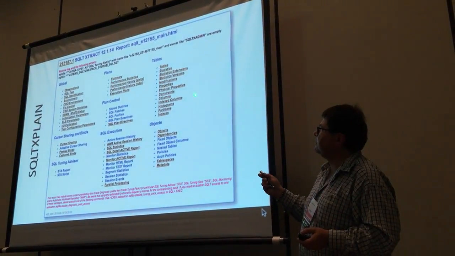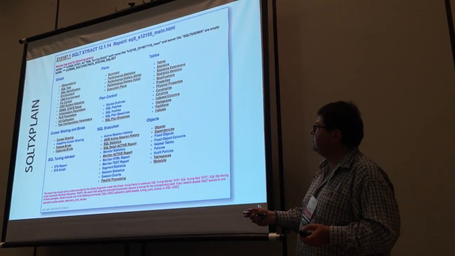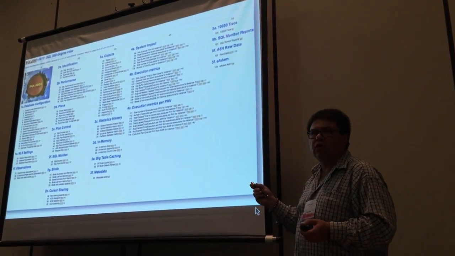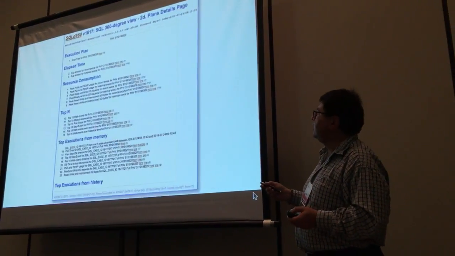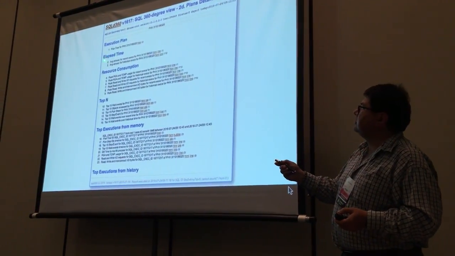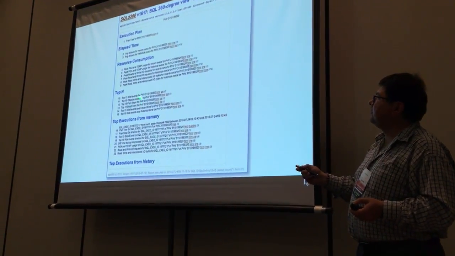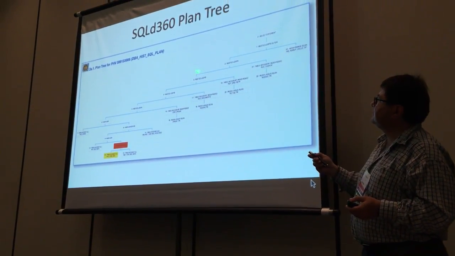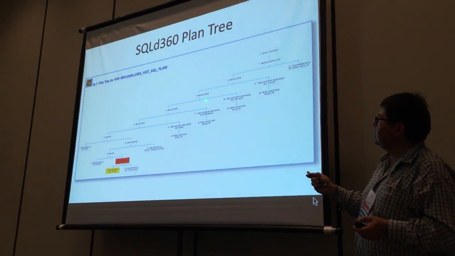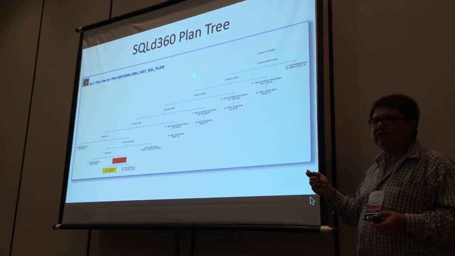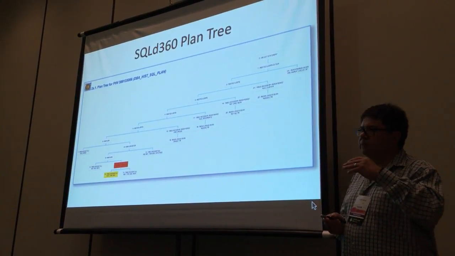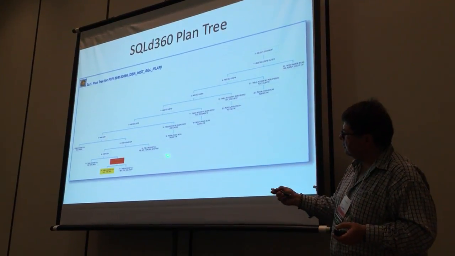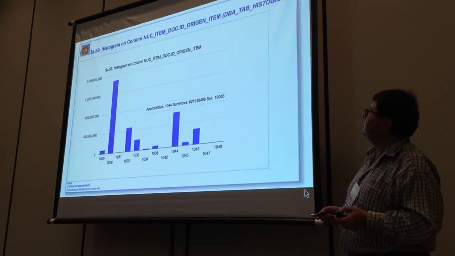SQLTXPLAIN, that is the main page of SQLTXPLAIN. This is the main page for SQLd360. There is a lot of content here. That's another page from SQLd360 where we can see a lot of information for one execution plan. This is how we can see the execution plan on SQLd360. For example, in this case, in red, it shows me where the time is being spent, which is very useful because now I can focus on this area.